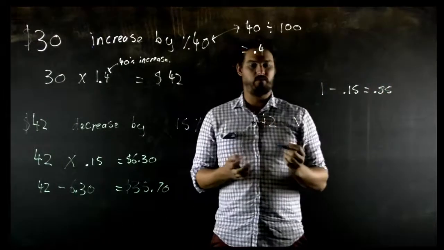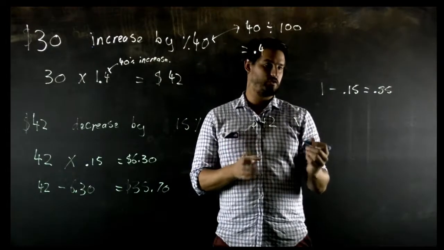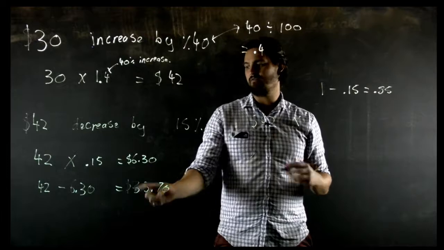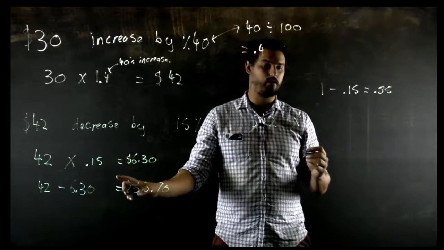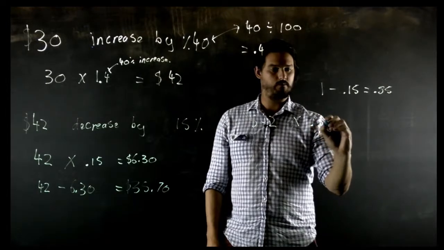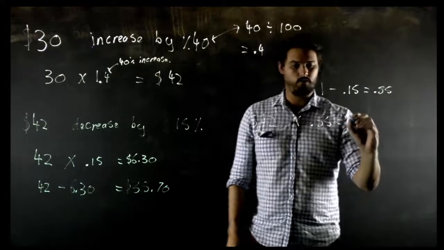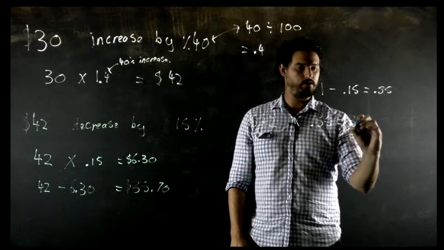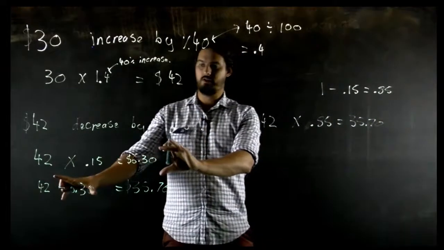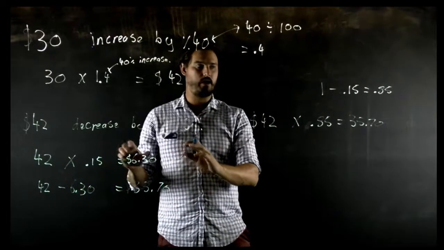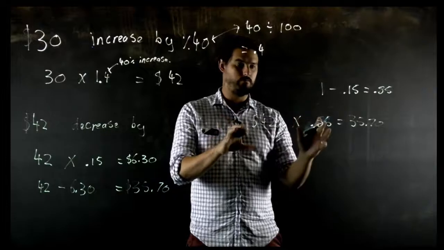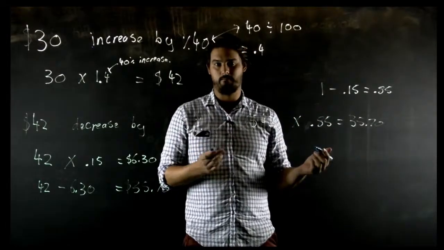So if we actually find what 85% of 42 is, that is going to give us the same answer as finding out what 15% of 42 is and then taking that away from our original price. So 42 times 0.85 will also give us 35.70. I recommend you start with the first one first. Once you're comfortable with that, we can use this version here to miss a step and save you some time.